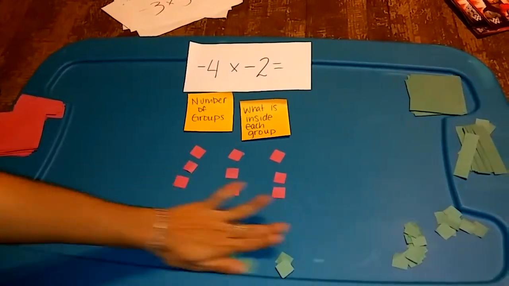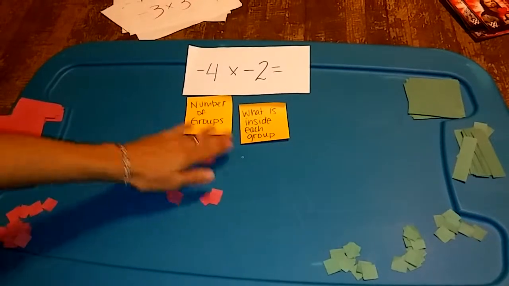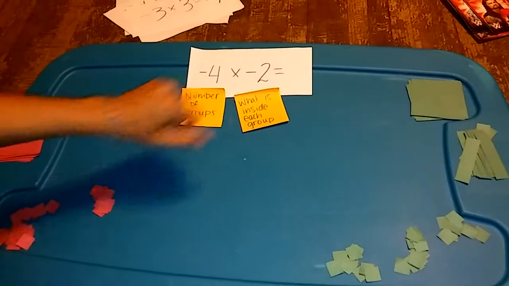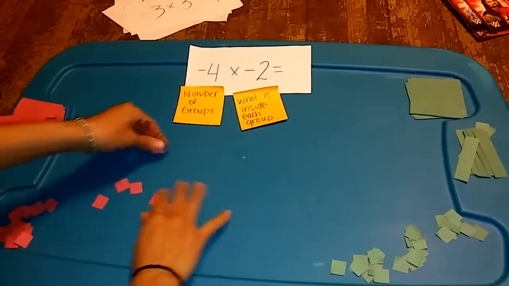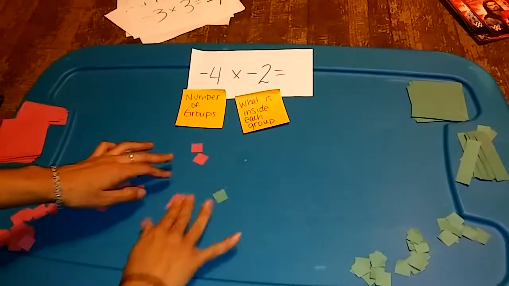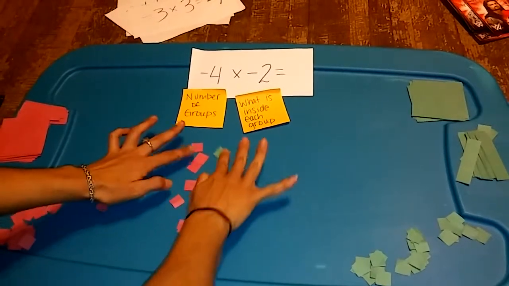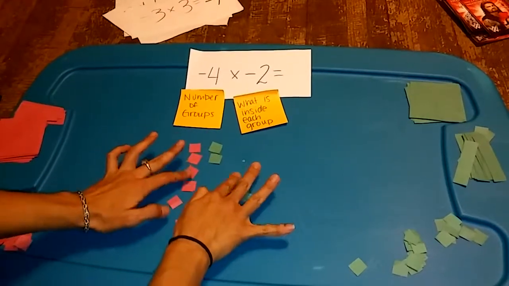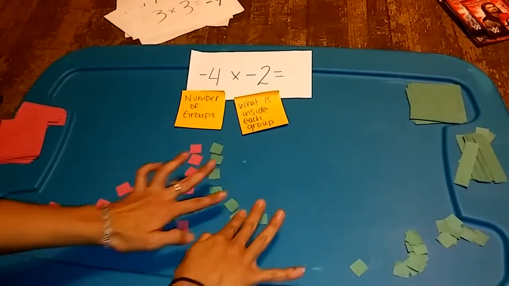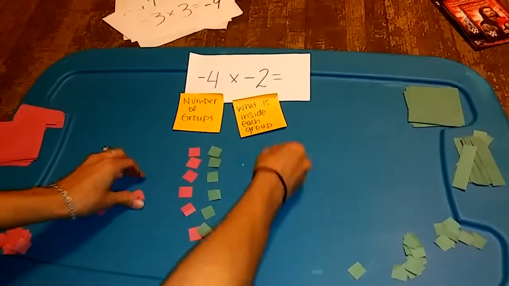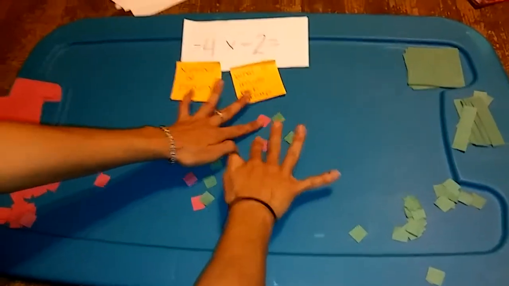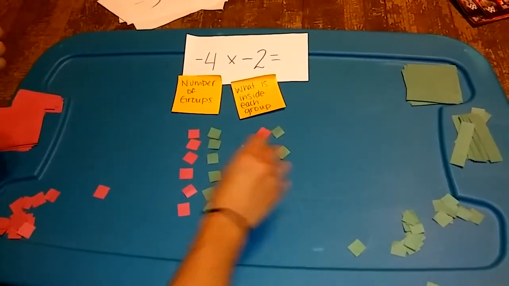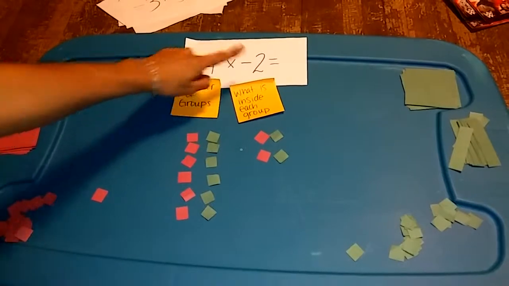All right, let's try another variation where I have a negative times a negative. This time, I'm going to be taking away 4 groups of -2. So let's create our 0 pairs, because if there's nothing out there, I don't have anything to take away from. Okay, let's see. So I'm taking away 4 groups of -2.